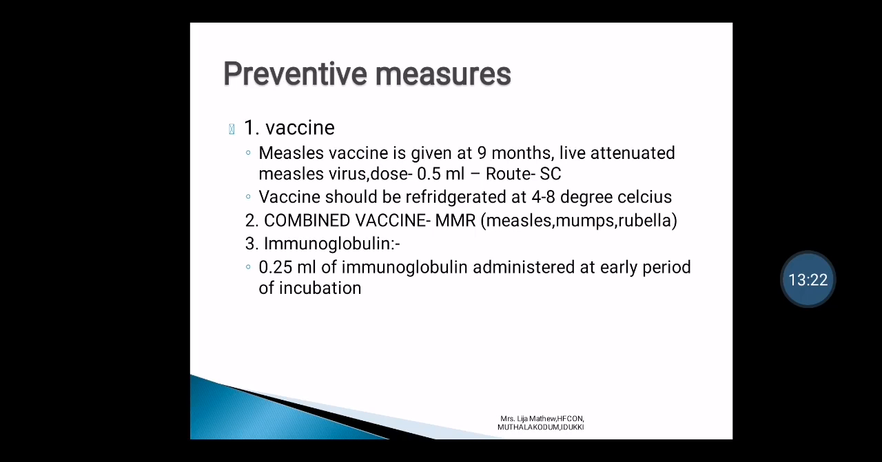If administered before the age of 9 months, it renders the vaccine ineffective due to natural antibodies acquired from the mother. Because I have already told that if the mother was infected, the baby will have the protection till 9 months. That's why we give it after 9 months. It is a live attenuated measles vaccine, with a dose of 0.5 ml. The route is SC. I hope you all know.